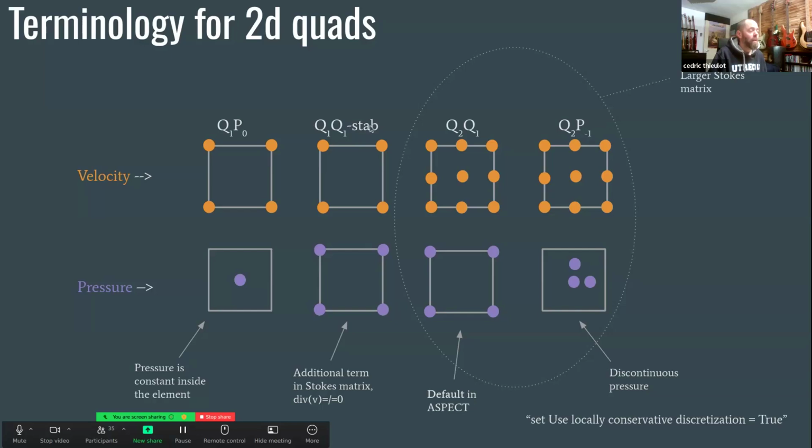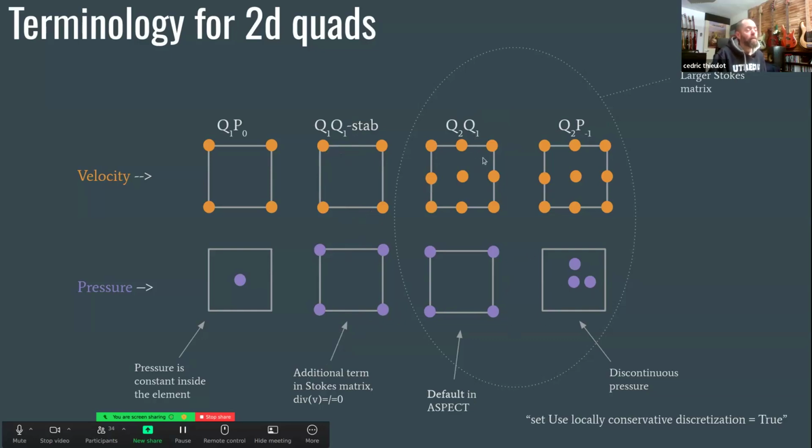The Q1 Q1 stab, this one has the same polynomial for velocity and pressure, but it's notoriously unstable, so it's been stabilized. So you need to do something to the linear system that we've seen before. And here we have the more costly ones.